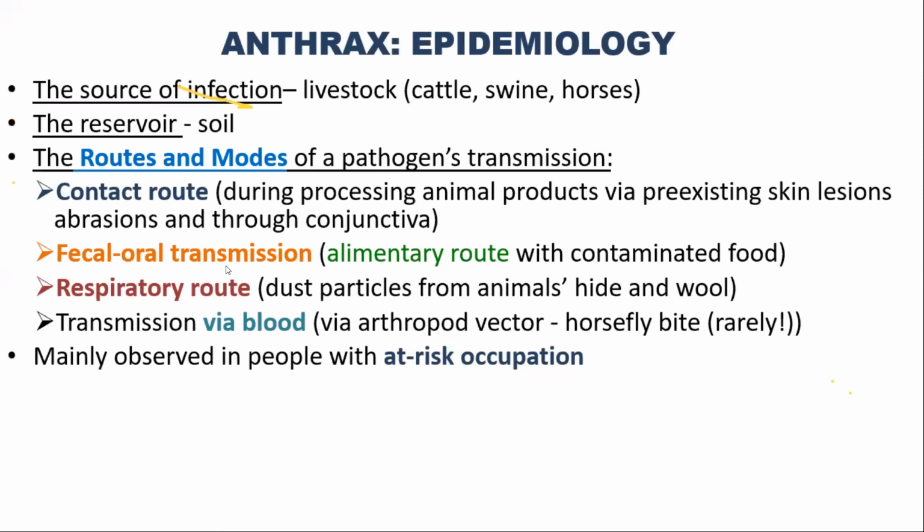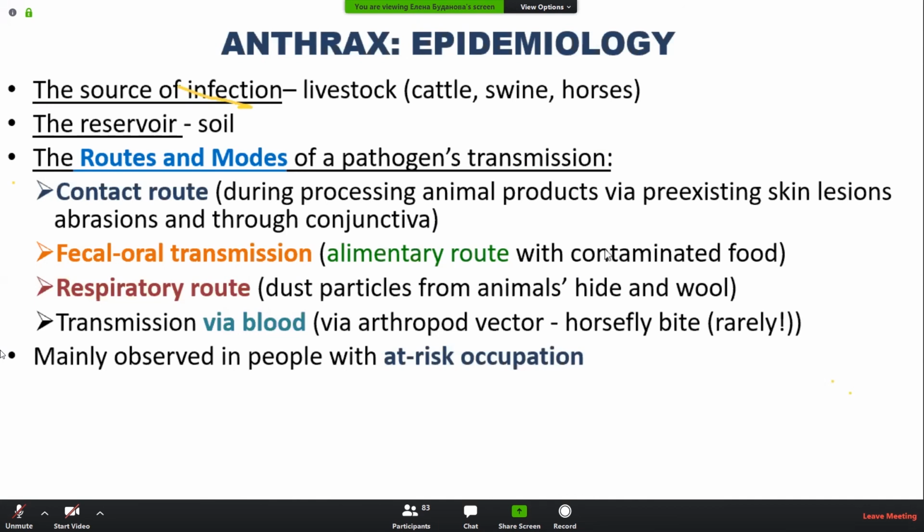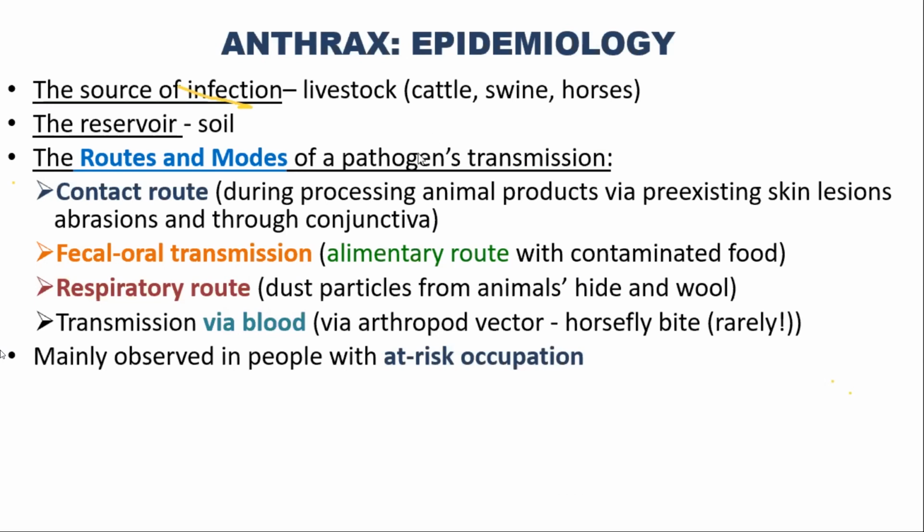Among the routes of transmission, the main route is the contact route during processing of animal products, through abrasions, through skin lesions, and the conjunctiva by accidental touching of the eye. Then it may be transmitted by the fecal-oral route with contaminated foods. Unfortunately, bacterial endospores survive heating. That is why even in properly cooked meat, they may survive and be transmitted by alimentary route. Respiratory route and transmission via blood are also possible.